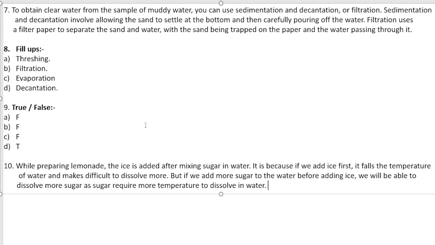It is because if we add ice first, it falls the temperature of water and makes it difficult to dissolve more sugar. ठीक है. But if we add more sugar to the water before adding ice, we will be able to dissolve it, as sugar requires more temperature to dissolve in water. Okay, so our questions are completed, our back exercise is completed.